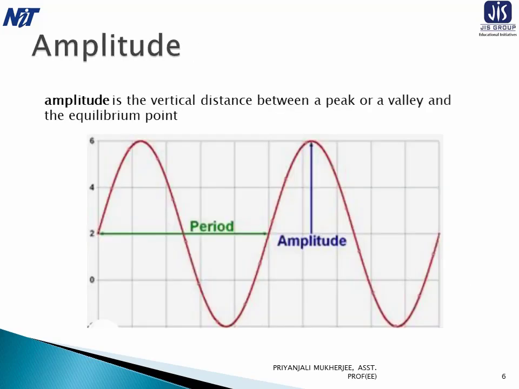Next is amplitude. When we are considering a sinusoidal wave, it is expressed as A max sine omega t, where A max represents the amplitude of the given system or equation. Now the amplitude is nothing but the vertical distance between a peak or a valley and the equilibrium point.